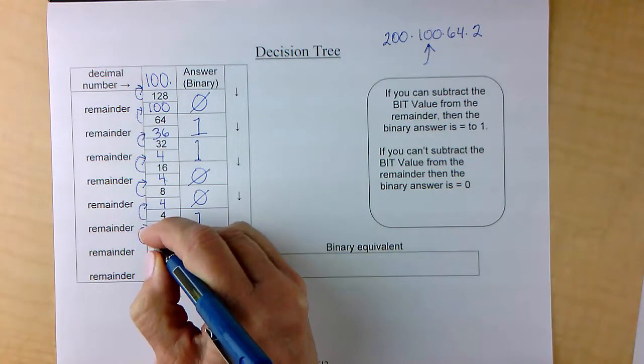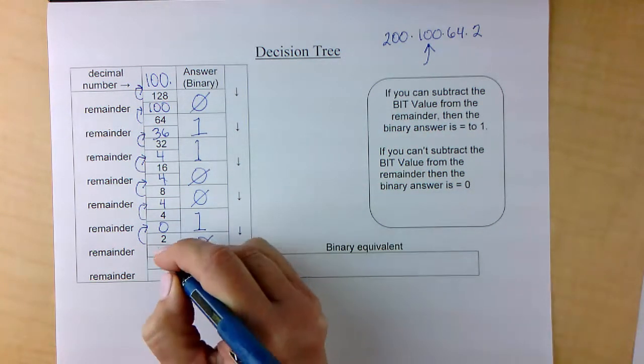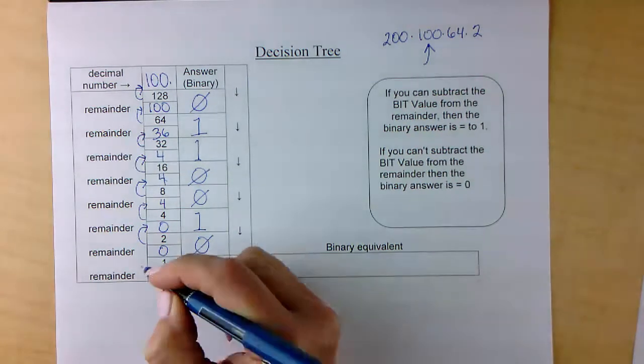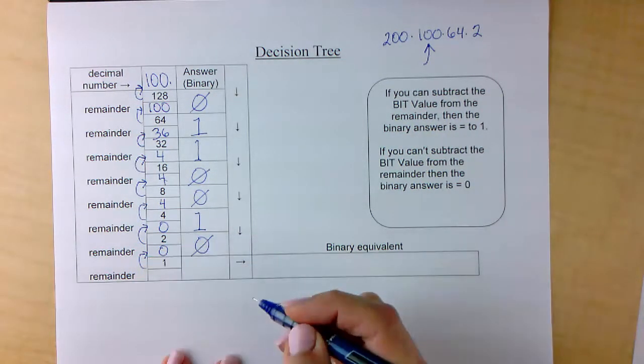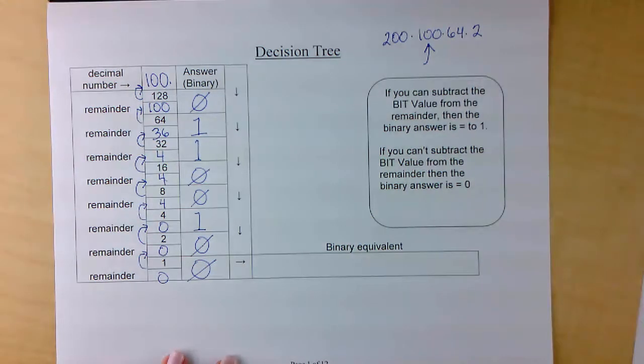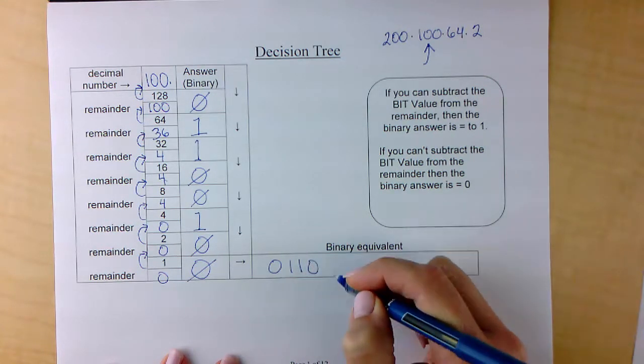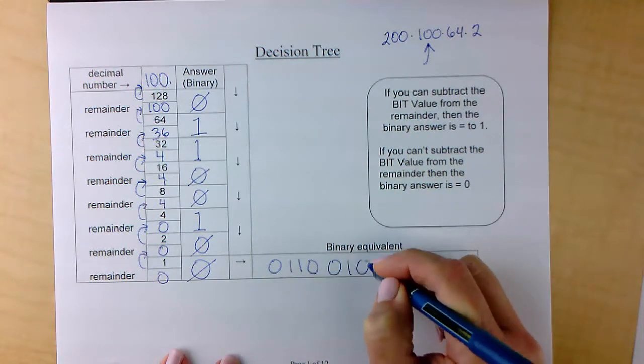2, will it go into 0? It will not, so my binary is off. I bring down the 0. Can 1 go into 0? It does not. I just bring down the 0. What's my binary equivalent? 0, 1, 1, 0, 0, 1, 0, 0.